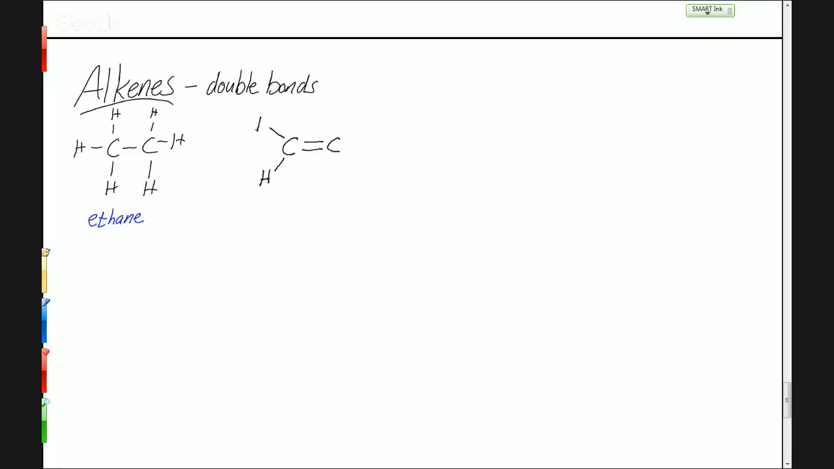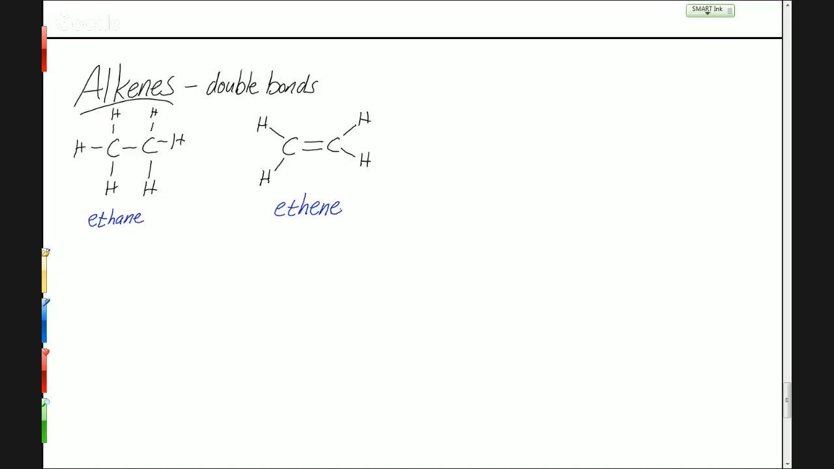This one is another 2-carbon molecule, but now with a double bond between the carbons, it has 2 fewer hydrogens. And the name of this one is ethene. So as you probably see here, naming alkenes is really not any different from naming alkanes. You just put an E in the end instead of an A. So it's ethene instead of ethane.